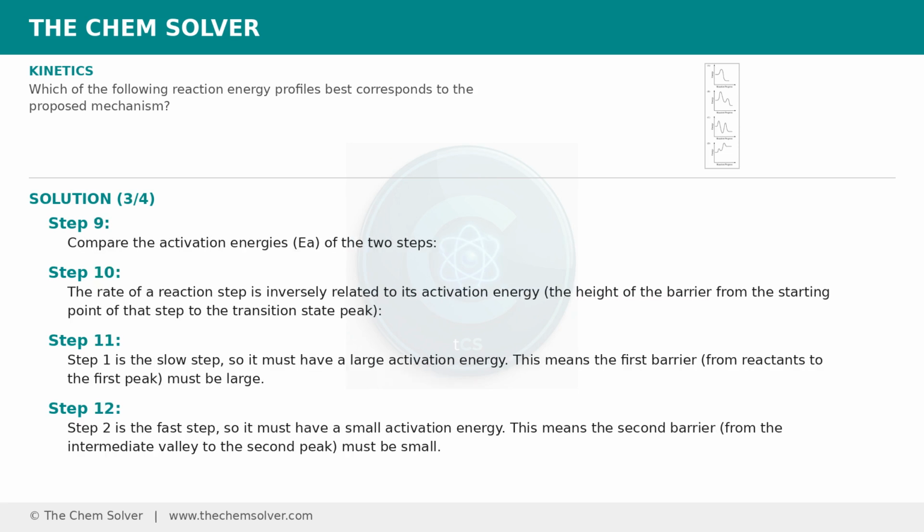Compare the activation energies, EA, of the 2 steps. The rate of a reaction step is inversely related to its activation energy, the height of the barrier from the starting point of that step to the transition state peak.